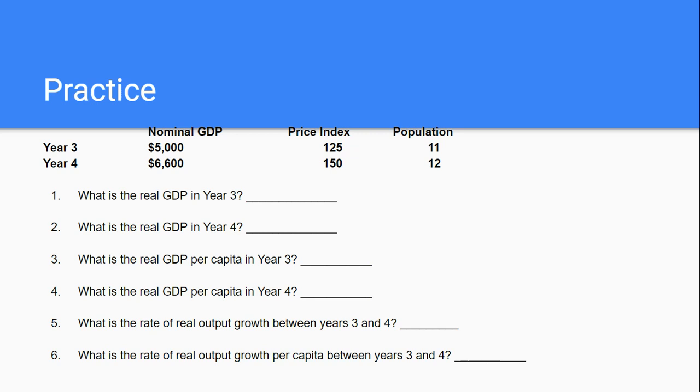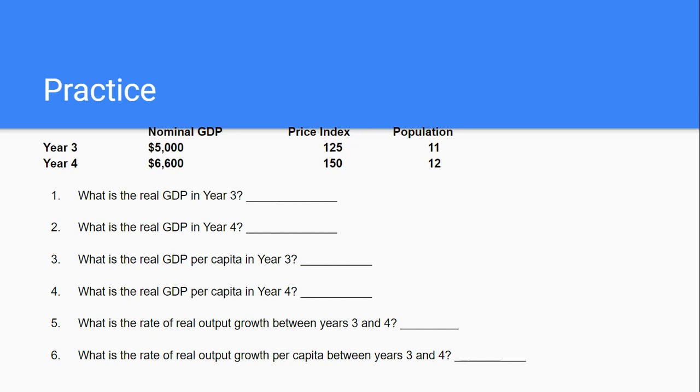Tomorrow, we'll stop here. What I want you guys to do is to try out these 6 problems. And when we come back tomorrow, I'll have a video which talks you through how to answer these 6 problems. So for number 1 and 2, to find real GDP for year 3 and 4, remember it's nominal divided by the price index times 100.